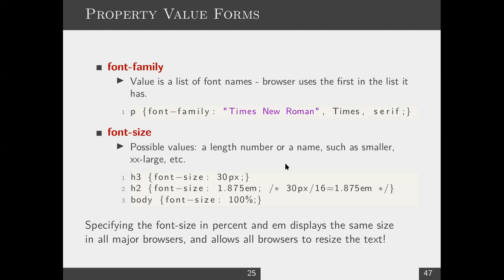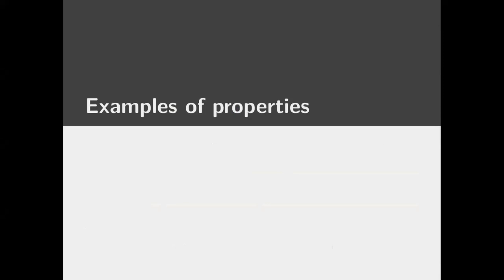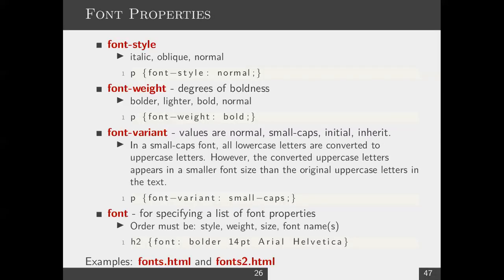So those are font families, font sizes. Let's look at some examples of properties. We have what we call the font style. So font style has the normal. In this case we have normal, but you can also have italics and you can also have oblique. So what do you think is the difference between italics and oblique?